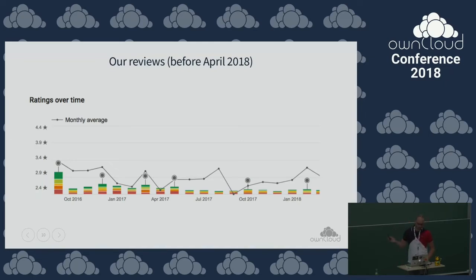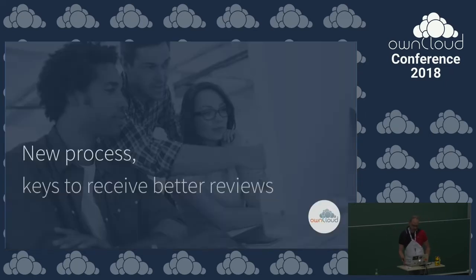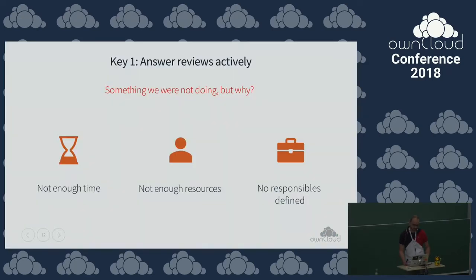So we decided to change this process, and right now is what I'm going to talk about, with 5 different keys to get better reviews in our app. First, we have to answer reviews actively. It's something that we were not doing before because of different reasons. The first one is that we didn't have enough time, we didn't have enough resources, and just one person working in the Android team, and sometimes I don't find the time to do these kind of things, such as answering all the reviews.